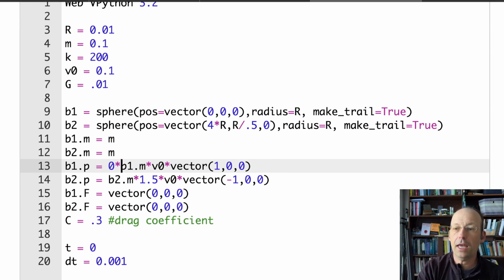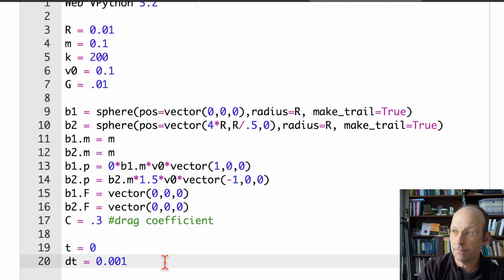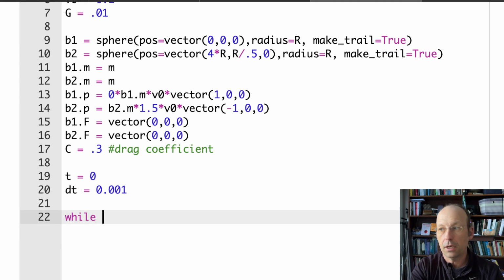So let's go ahead and model the motion. Let's just make a move, and then we'll add in the force. We'll just add in the forces as we go along. So let's do that. Let's do this while t is less than 1, right?